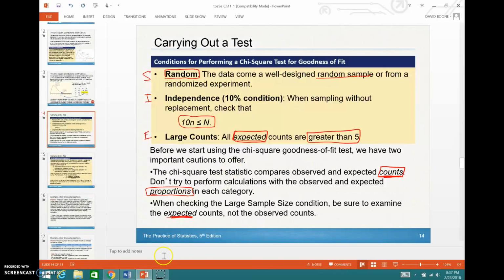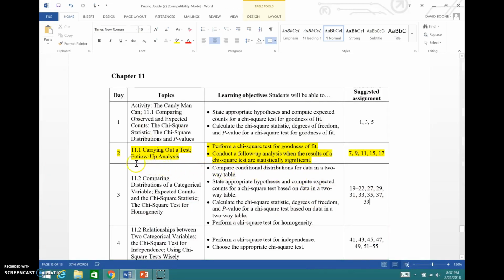Well, that's it for Chapter 11.1. And at this point, you should be able to do these problems now. Numbers 7, 9, 11, 15, and 17.